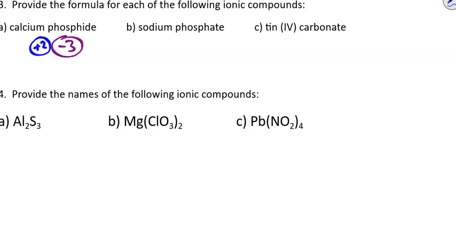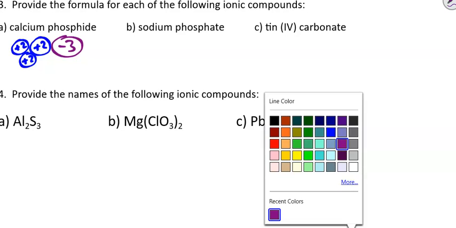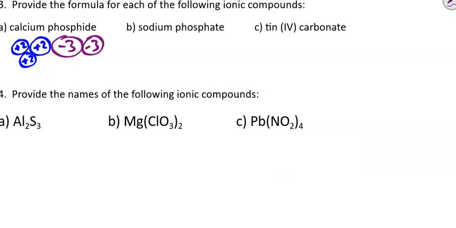So we're going to need 2 more of these guys. And 1 more phosphide. So that's going to give us a formula of Ca3P2. All right, so here's how we're going to mark that. 1 mark for the correct symbol and 1 mark for the correct subscript.